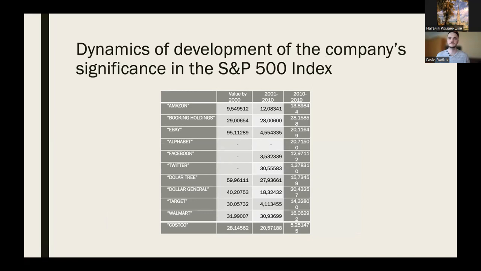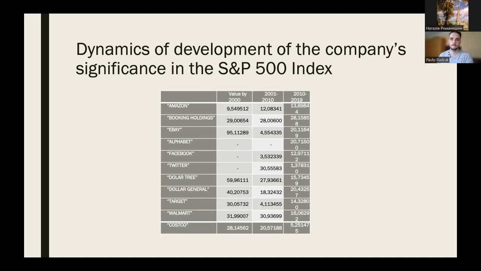Here is presented the dynamics of the development of companies with a significance in the S&P 500 index. Similarly, we analyzed the selected representatives of e-commerce, which are included in the S&P 500 list. So the result was presented here. So what can we draw? First of all, we can draw the following conclusions.